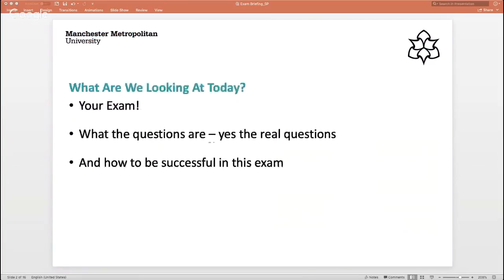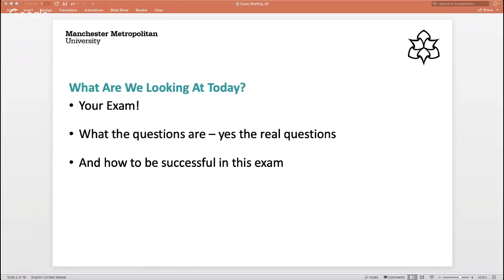So what we're going to look at today is the actual exam questions, and yes, they are the real questions. It is a seen exam and it is an open book exam. So what you will be able to do is prepare the answers to these real questions and bring them in with you and be able to copy out the answers.